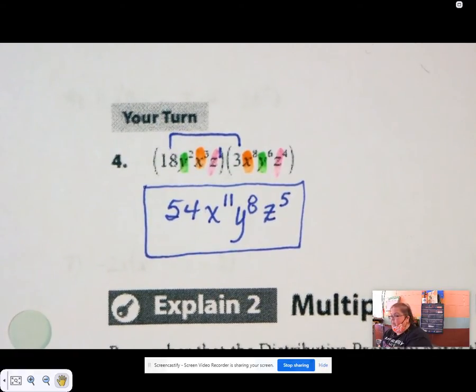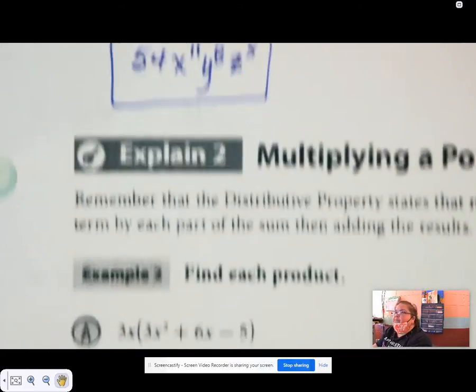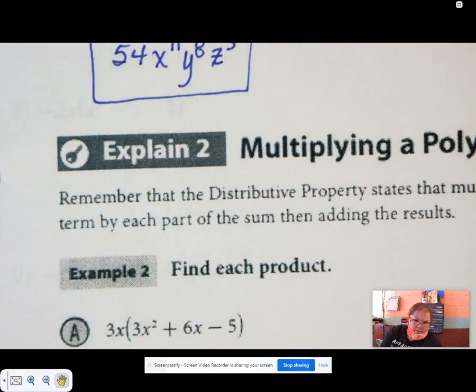Okay. Let's talk about examples number 2. Okay.